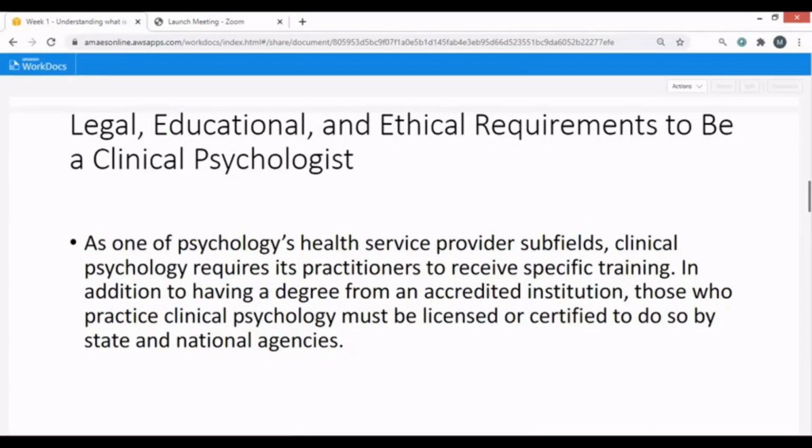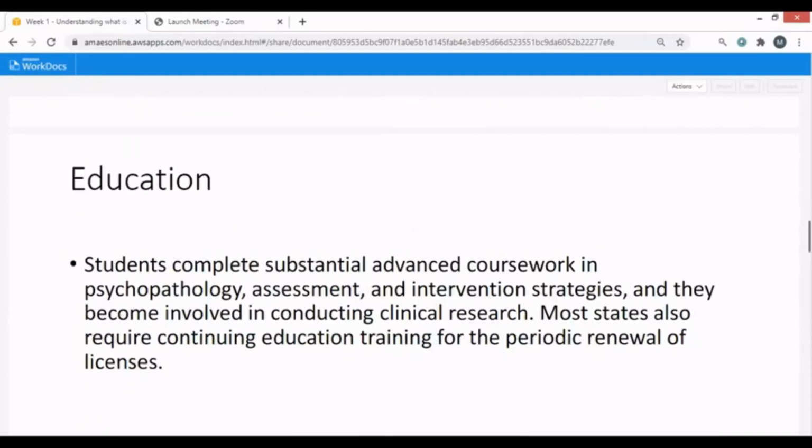So aside from that, what are the other requirements? The second requirement is education. For the education, students complete substantial advanced coursework in psychopathology, assessment, and intervention strategies, and they become involved in conducting clinical research. Most states also require continuing education training for periodic renewal of licenses.